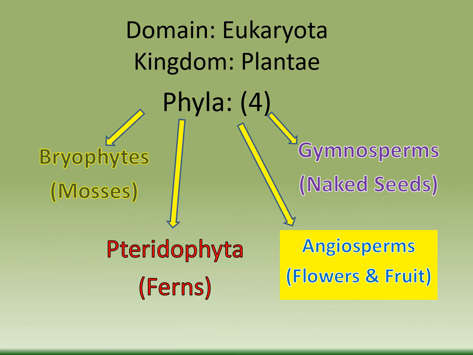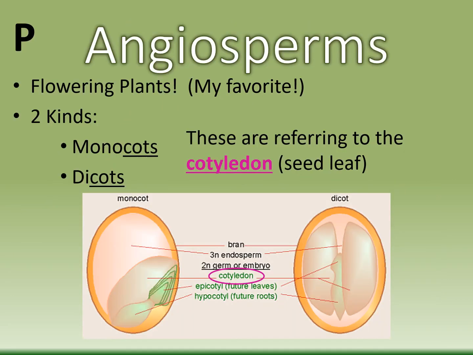All right, so we've already talked about the bryophytes, the pteridophytes, and the gymnosperms, and we've gone through the classification tree showing how each time we make a dichotomous choice. Dichotomous means two. It's this or not this. And so that brings us to our last phyla, and that's the angiosperms. Angiosperms are my favorite.